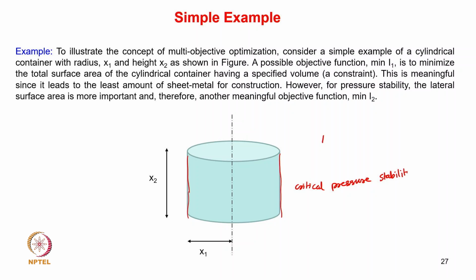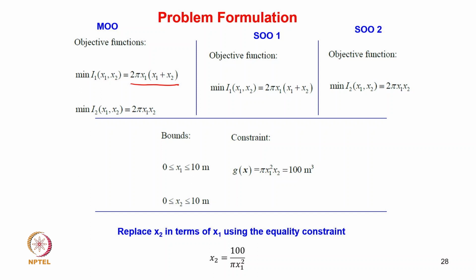Whereas the total surface area, this entire surface area is important because this leads to the least amount of sheet metal for the construction. Okay, so both these objectives are equally meaningful. Now, how can we solve this? Let's look at individual objectives first. So we can solve the first objective separately, let's say, and then the second objective separately, just to see how the optimum solutions are going to vary if I solve the single objective optimization instead of solving both these objectives simultaneously. We will see how both these objectives can be solved simultaneously as well.